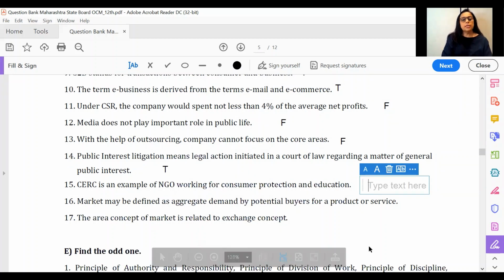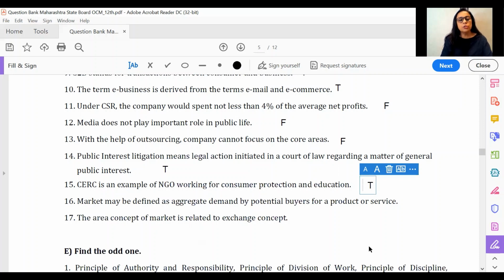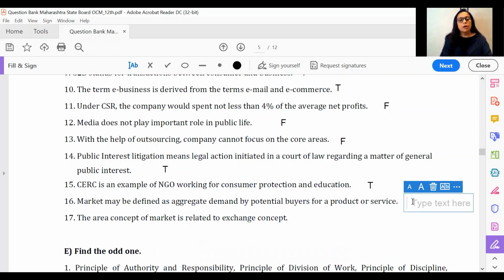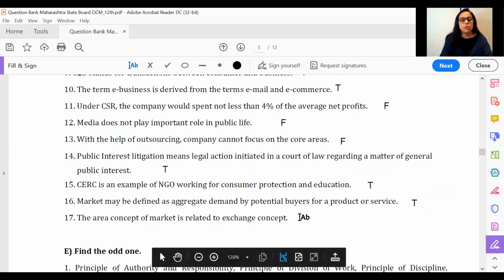CERC is the Center for Education and Research based in Ahmedabad, again an NGO for consumer protection. Market may be defined as an aggregate demand. So, there are different concepts of market, and they're talking about the demand concept. One very good part of the question bank is none of the deleted portion is here. And so you're absolutely safe and you don't really have to worry about this.